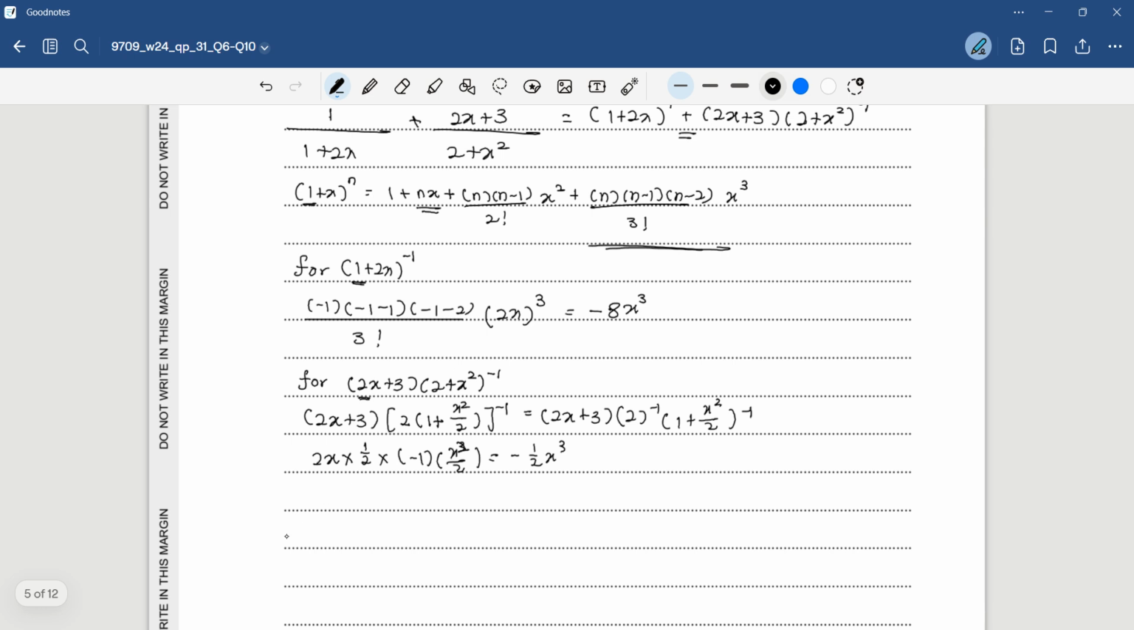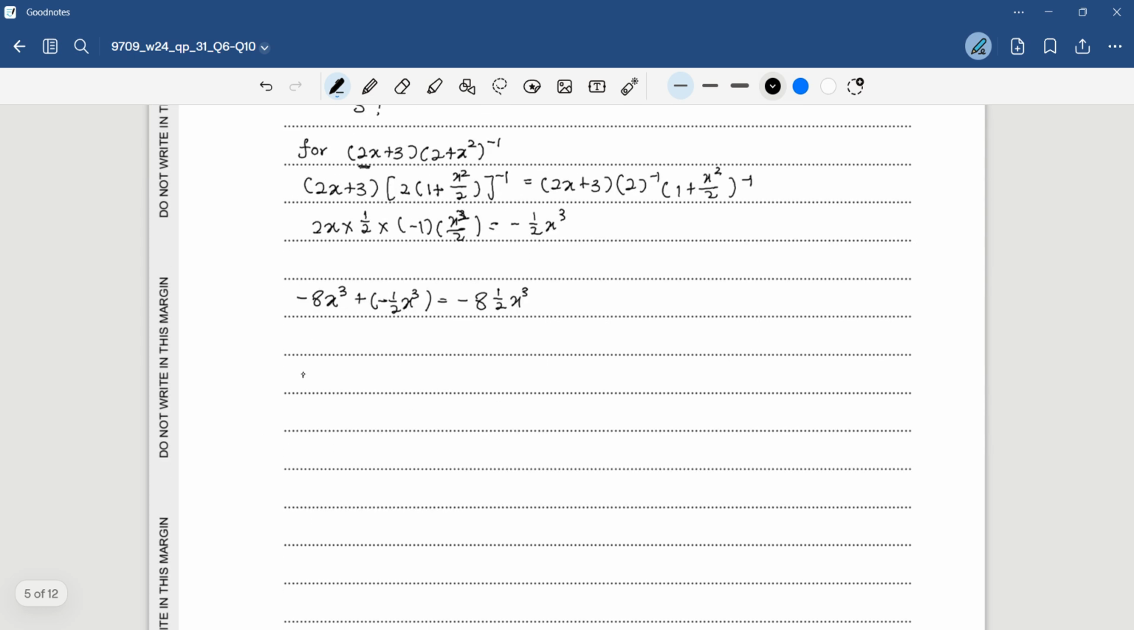So it's going to be negative 8x cubed plus negative 1 over 2 x cubed, which is going to be negative 8 1 over 2 x cubed. So the coefficient of x cubed is negative 8 1 over 2.